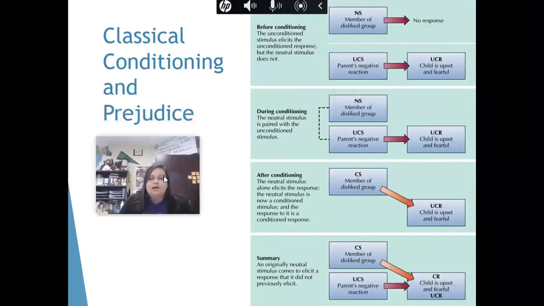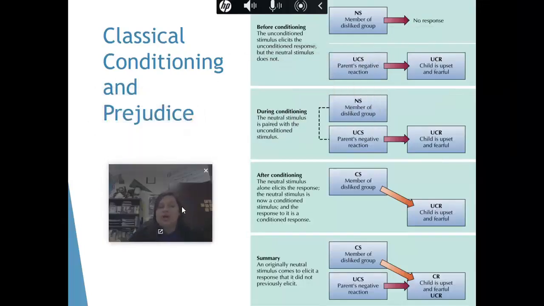All right, so here is how a person may learn prejudice through classical conditioning. So let's use an example. I don't want to use a real example, so I'm going to use triangle people and circle people. So let's say that triangle people are a disliked group. When a child sees a triangle person, initially they have no response. They've never seen a triangle person before, they're fine. However, the parent, for whatever reason, does not like triangle people, and the parent has a very strong negative reaction. Parents being mean is scary, so that's an unconditioned stimulus, and the child is fearful or upset at the parent's response.